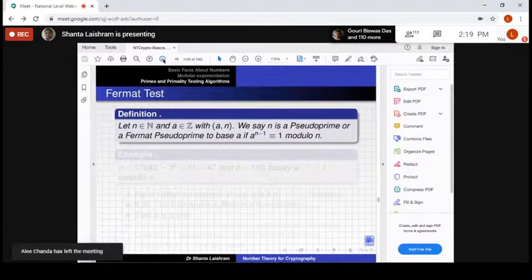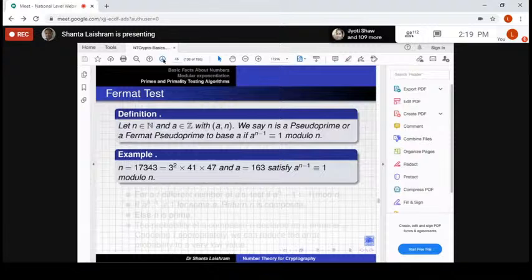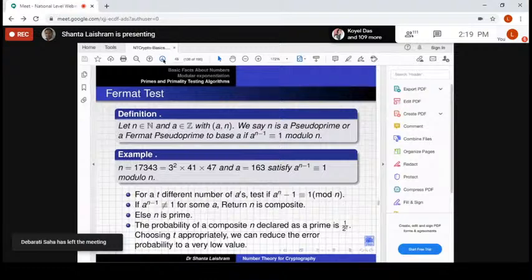Now I want to talk about this Fermat test. So that was the n-1 test due to Lucas. So this is the Fermat test. What Fermat tells you is that it gives something called a pseudo prime. So let me define what a pseudo prime is.